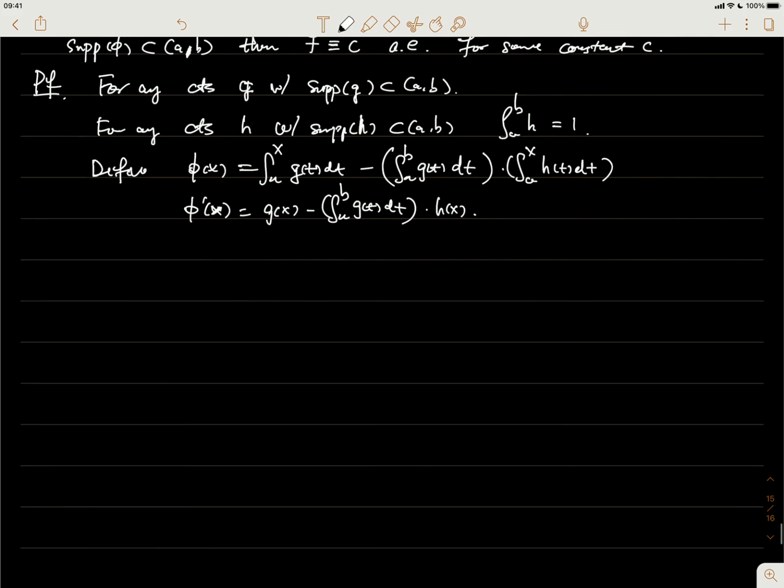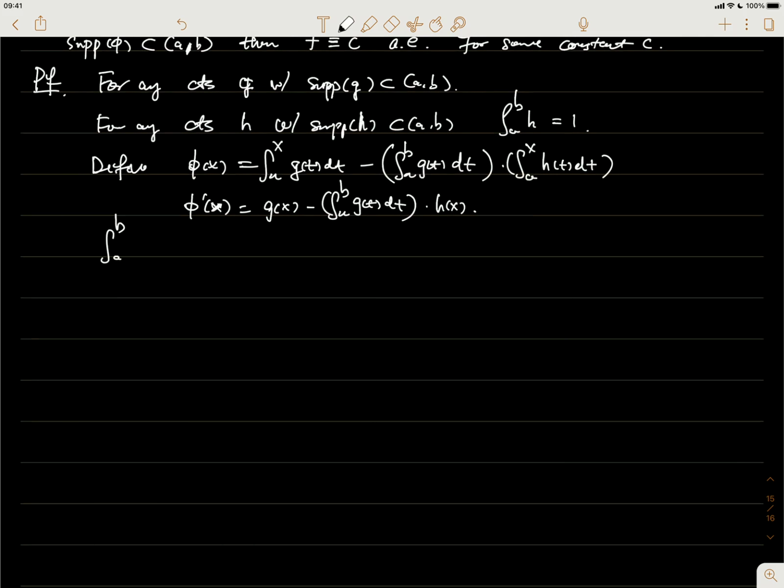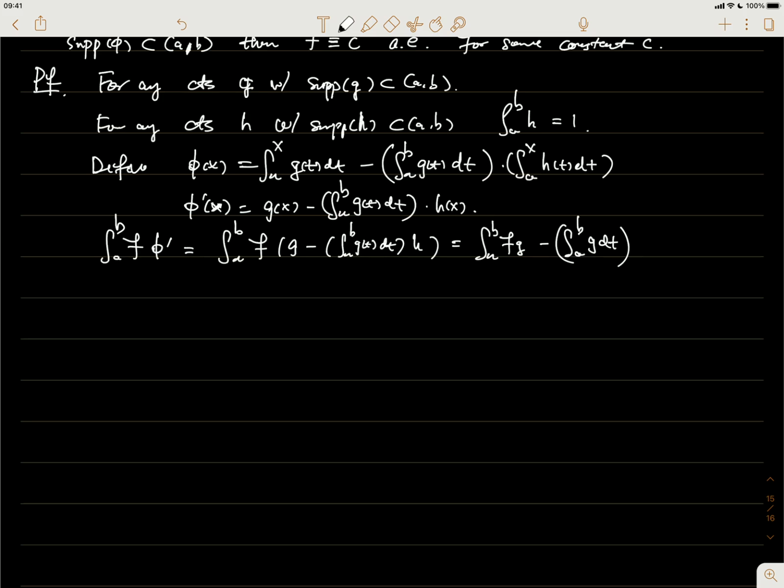Okay. Now let's consider the integral of f times phi prime. That's equal to the integral of f times g minus the constant times h. Okay, so I can split them. The first one is f and g. The second one, because this is a constant, I can pull it out, and I also have the integral of f and h.